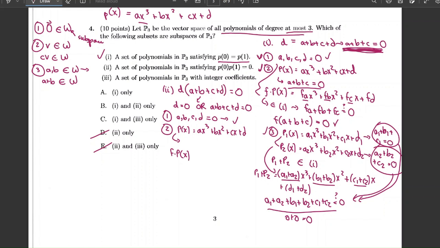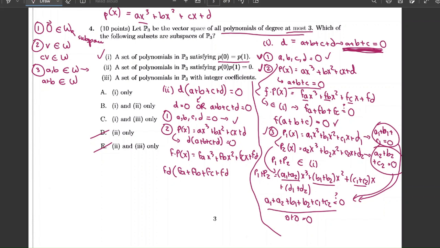also in the subset. So for p to be in the subset, it needs to satisfy d times a plus b plus c plus d equals 0. So if we multiply p of x by f, we get fa x cubed plus fb x squared plus fc x plus fd. Okay. So now we're going to do this test to see if p0 times p1 equals 0. So that means fd times fa plus fb plus fc plus fd equals 0.